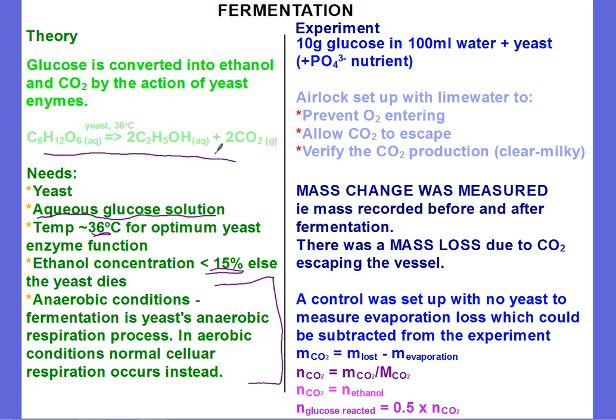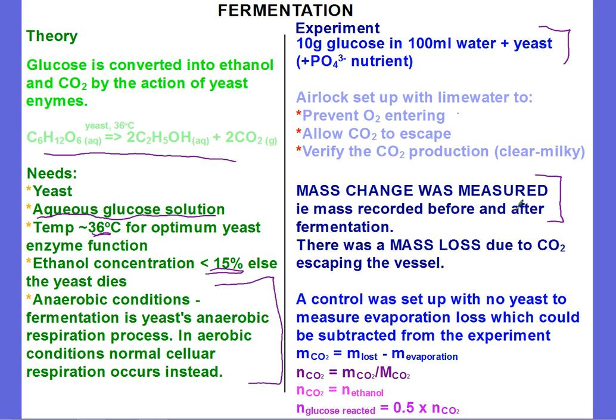What we did in our experiment was we had 10 grams of glucose and 100 ml of water with some yeast. We set up an airlock which prevented oxygen entering but allowed carbon dioxide to escape, and we used lime water as our airlock so we could verify the carbon dioxide production, because lime water turns milky in the presence of carbon dioxide. And the whole point of the experiment was to measure mass change, which means to record the mass of the process before and after the fermentation.